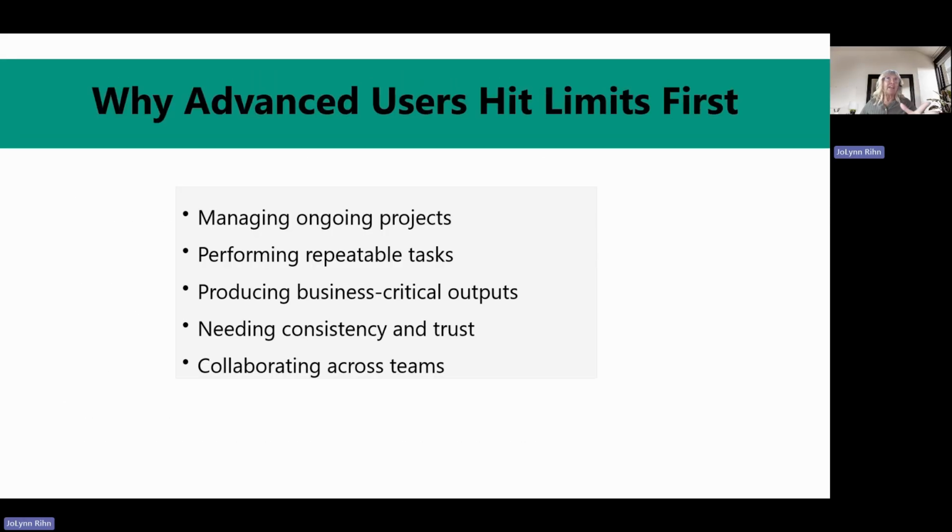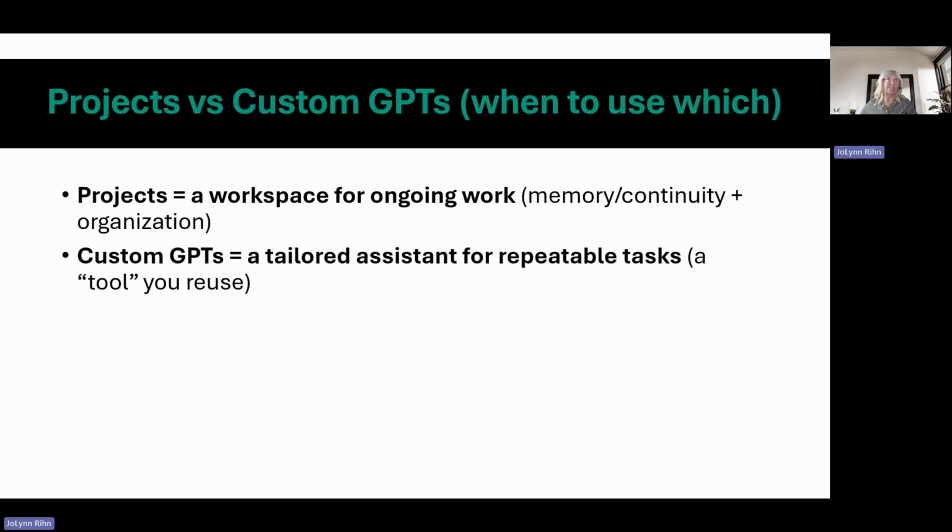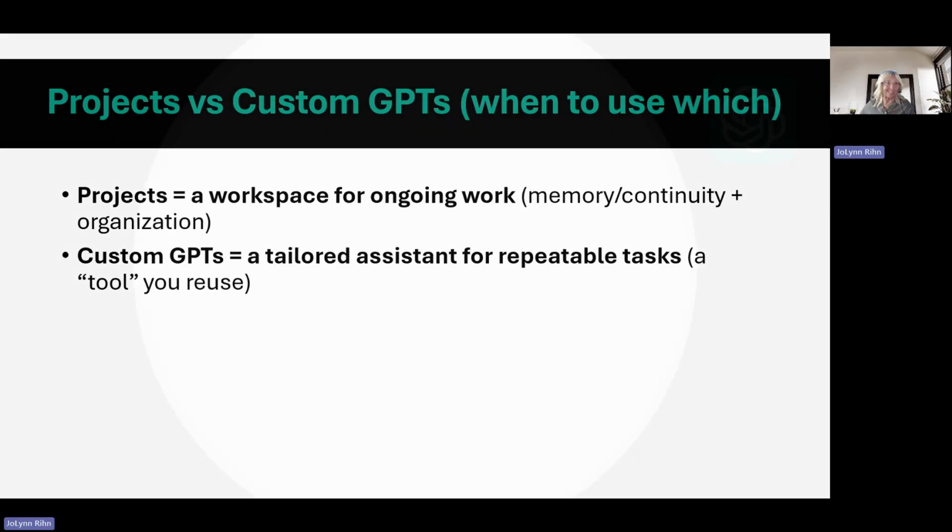So advanced usage of ChatGPT is very essential. One-off chats versus using projects, to me, there's no comparison. If I just want to ask it one thing one time, that's what I use. If I want to collaborate, have this central location, I can work with my coworkers, I'm going to use projects. So when to use projects versus a custom GPT? Well, projects are a workspace for ongoing work. Custom GPTs are a tailored assistant for repeatable tasks.